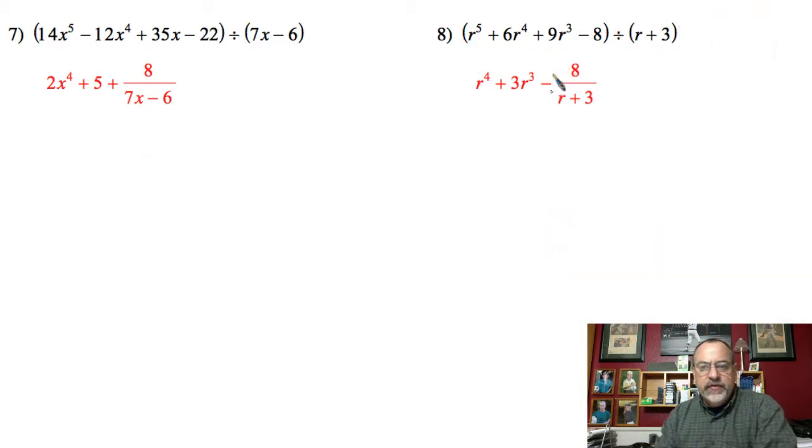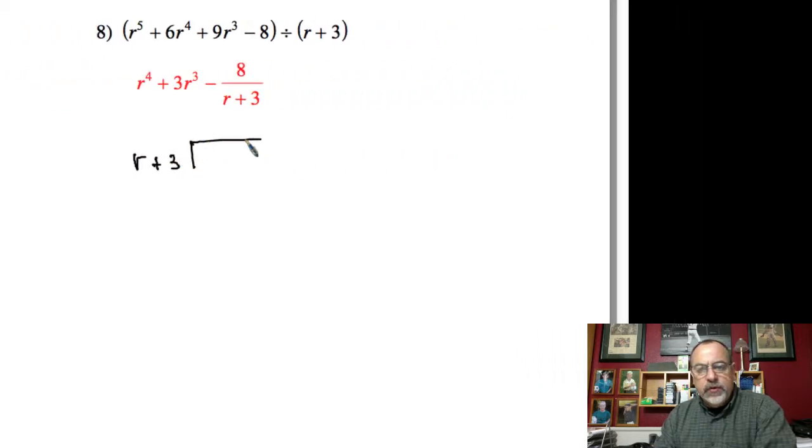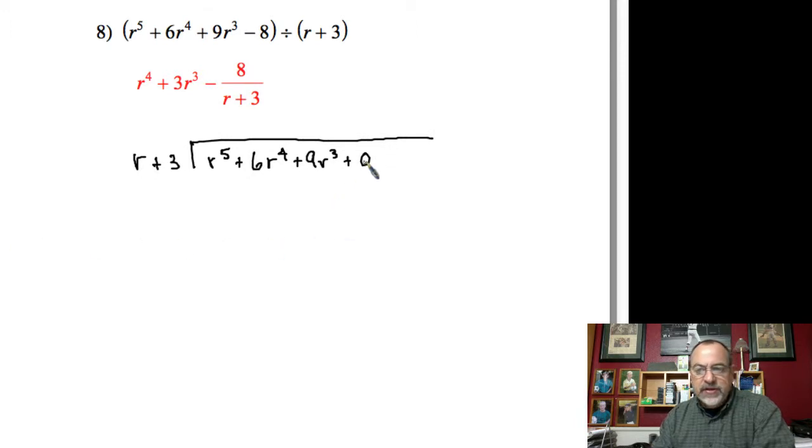Let's do this one right over here, number 8. So again, we're going to do r plus 3, and we're going to divide it into r to the 5th plus 6r to the 4th plus 9r cubed. Now again, I don't have an r squared, so I need a placeholder. And I don't have an r, so I need a placeholder. And then I have minus 8.